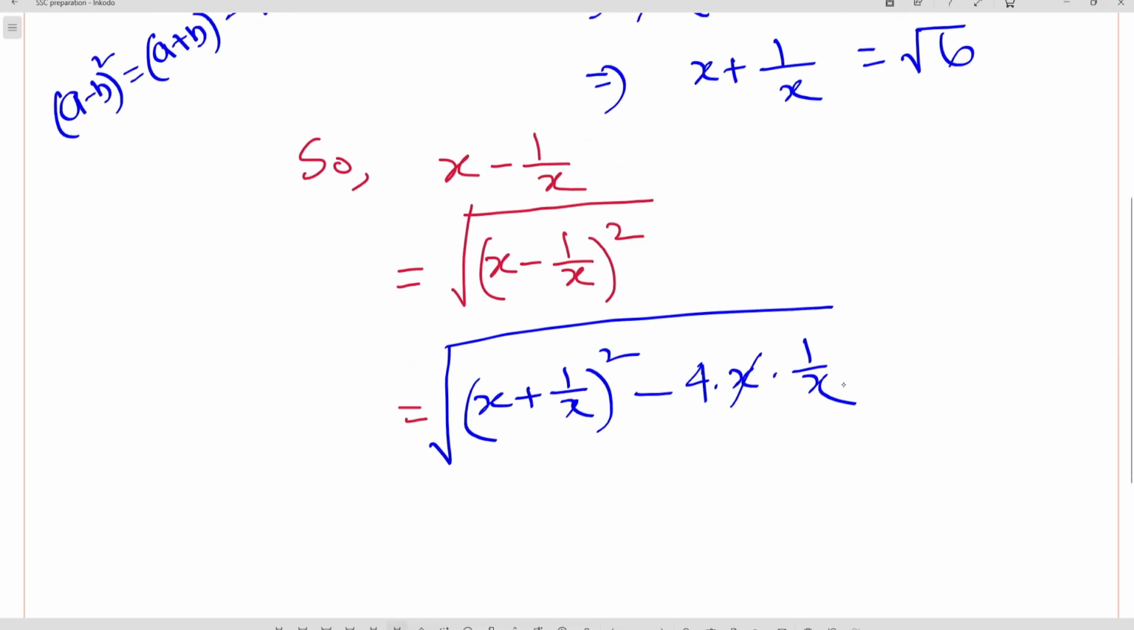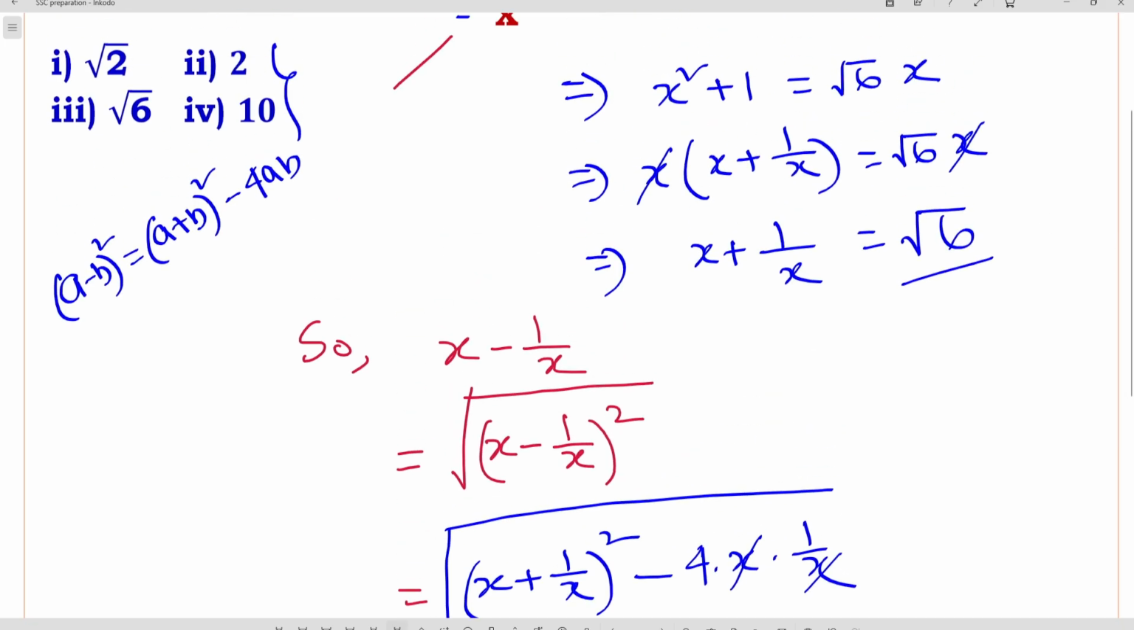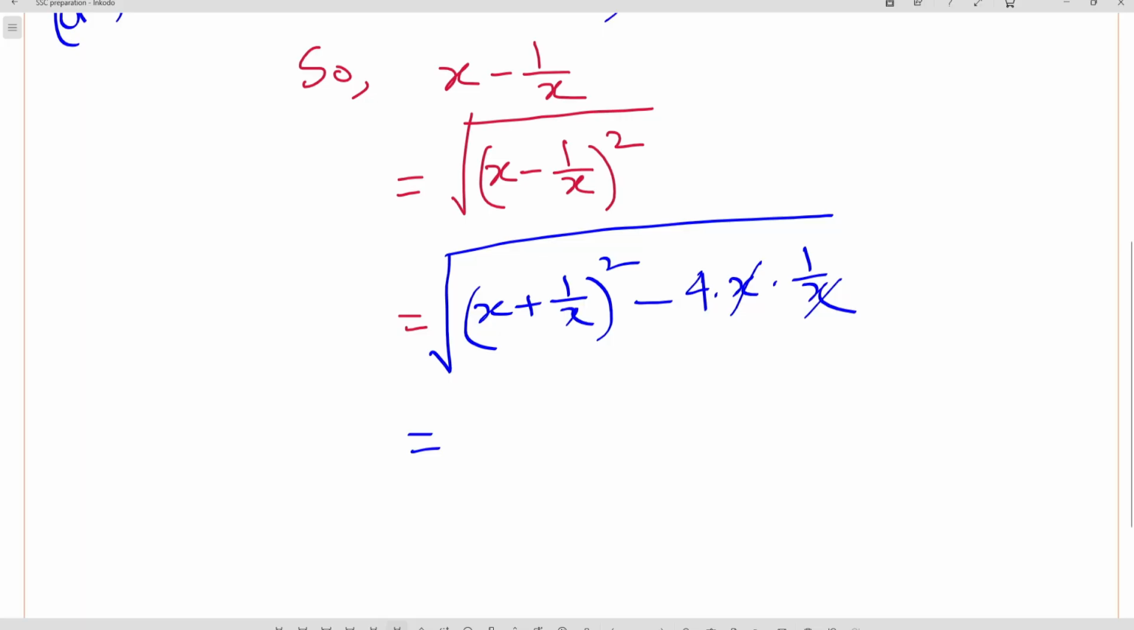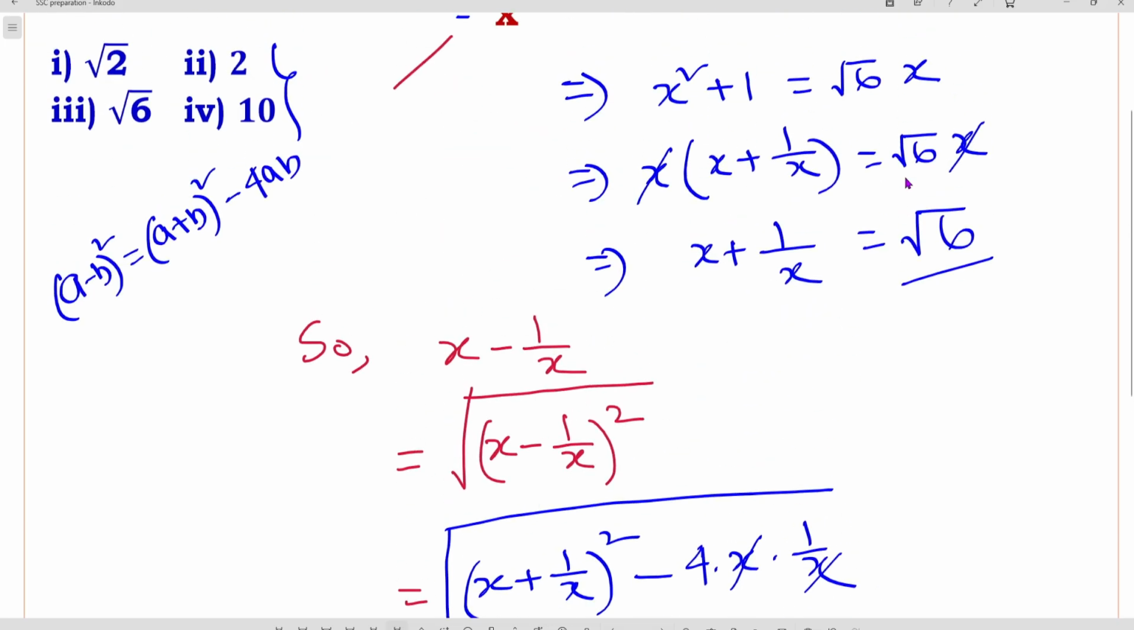Now this x and x we can cancel. x plus 1 by x, we already got the value, which is root 6. So here will be root 6 whole square minus 4, under square root. Root 6 square is 6, minus 4, and then root. 6 minus 4 is 2 under root. So our correct answer is root 2.